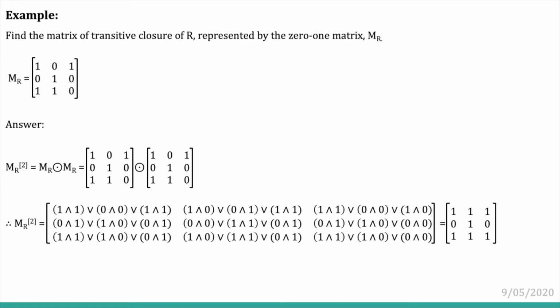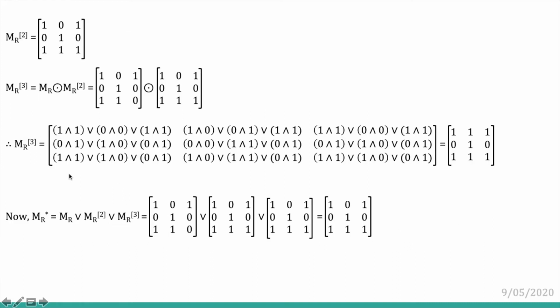For example, MR represents relation R. Then MR2 can be obtained by performing the Boolean product on MR. Similarly, MR3 can be obtained by performing the Boolean product between MR and MR2. We repeat this procedure until we find the matrix representations of MR(n-1) and MRn to be the same. The matrix representation of the connectivity relation of R can be simply obtained by performing an OR operation on all the matrices representing the powers of relation R.